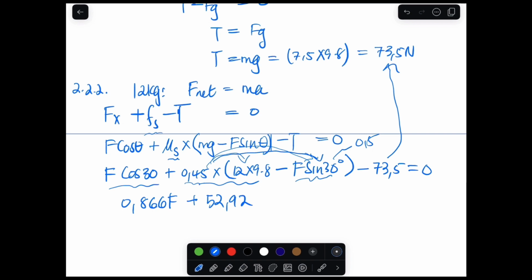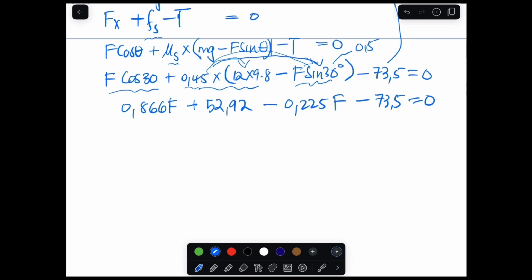Sine 30 is half, so it will be half of that. So it will be negative 0.225 f minus 73.5 equal to 0. And then we have the like terms here. This and this are like terms. The answer of those like terms, 0.866 minus 0.225, it will be 0.64 f.